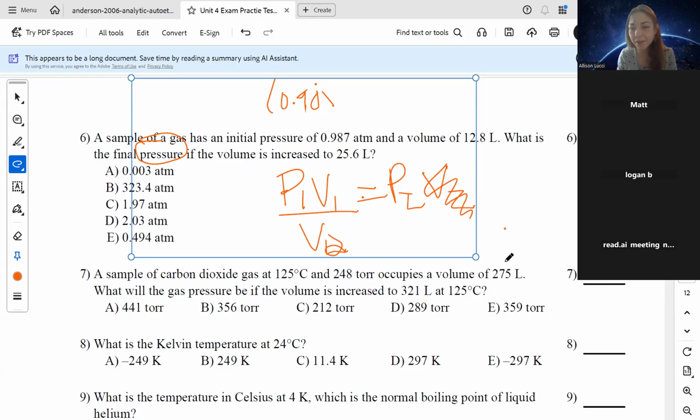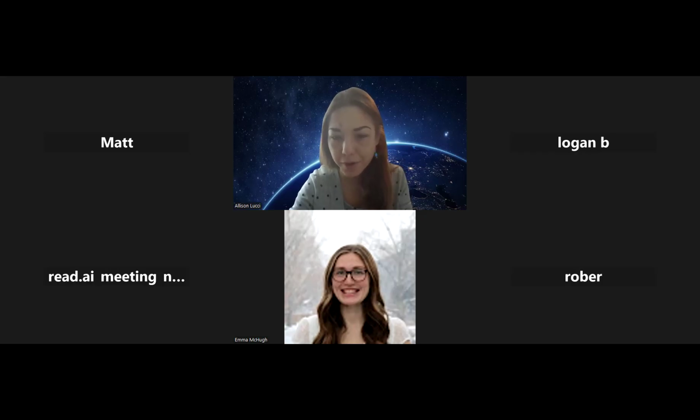All right, let's see if I can maybe write it down here. 0.987 ATM. Oh, you know what, guys? I think I might go to a whiteboard for this one. So let me stop share this screen, and then I'm going to pull the values in from problem 6 to the whiteboard because it's at least a little easier to write on.